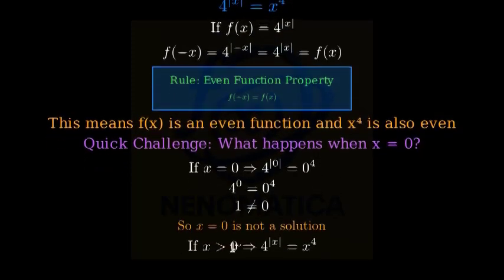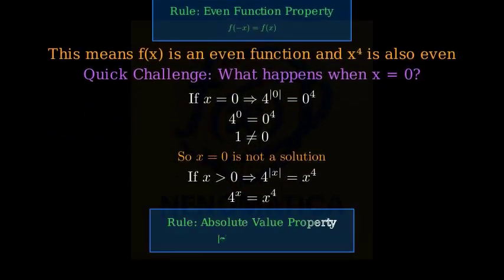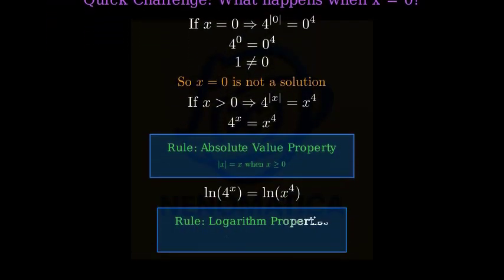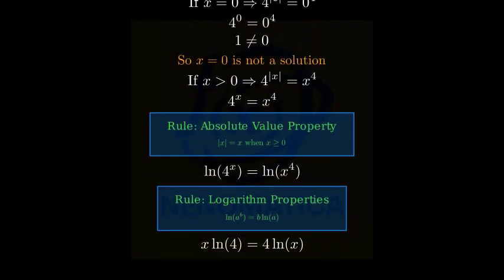When x is positive, the absolute value of x equals x itself. So our equation becomes 4 raised to x equals x to the power of 4. To solve this equation, we'll take the natural logarithm of both sides. This gives us the natural log of 4 raised to x equals the natural log of x to the power of 4.